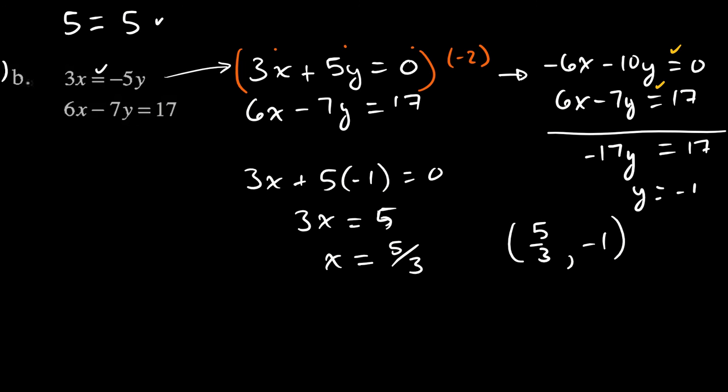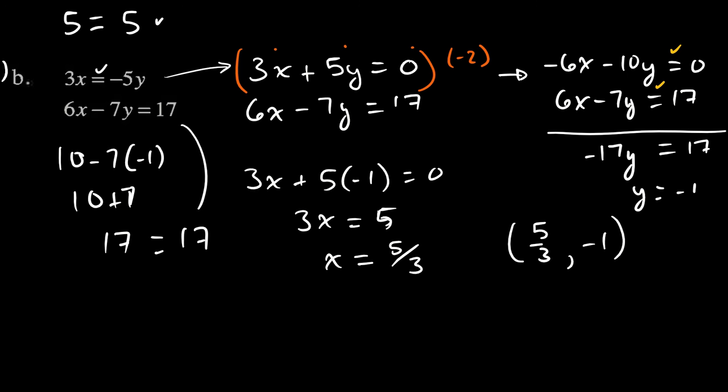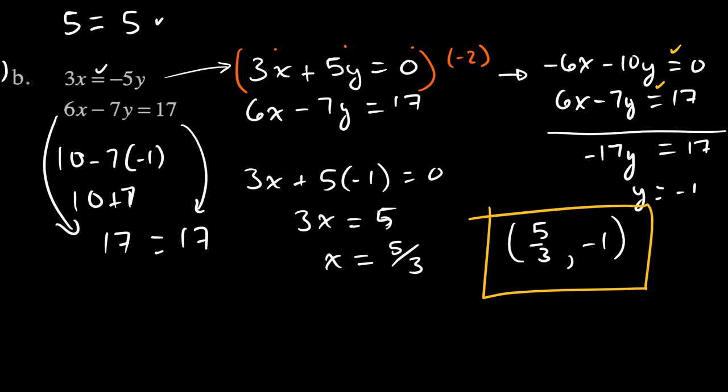In the second equation, 6 times 5 thirds would be 30 thirds, which is 10. And then minus 7 times -1 looks like 10 plus 7, which looks like 17. So you can see that, yes, both the right-hand side and the left-hand side are 17 when I plug in this point. So my solution to part B is x is 5 thirds, y is -1.